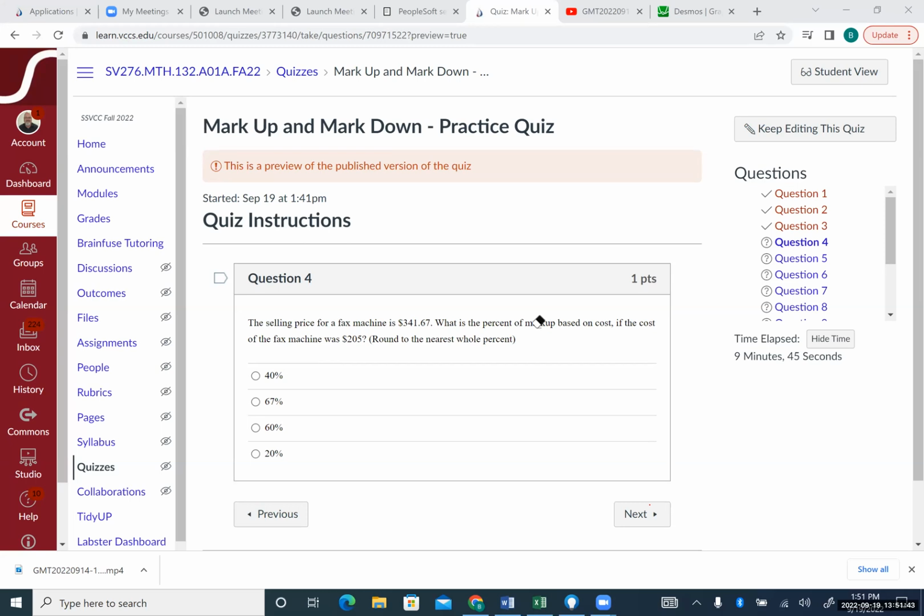All right, the selling price of a fax machine is $341.67. What is the percent of markup based on cost if the cost of the fax machine was $205? So the first thing we need to find out is how much the markup was. How do we do that? We're given a selling price here, and we're given a cost here. Somebody tell me how you find the markup.